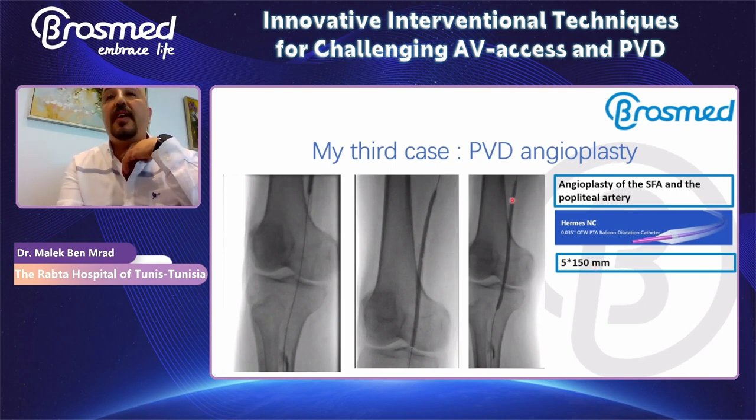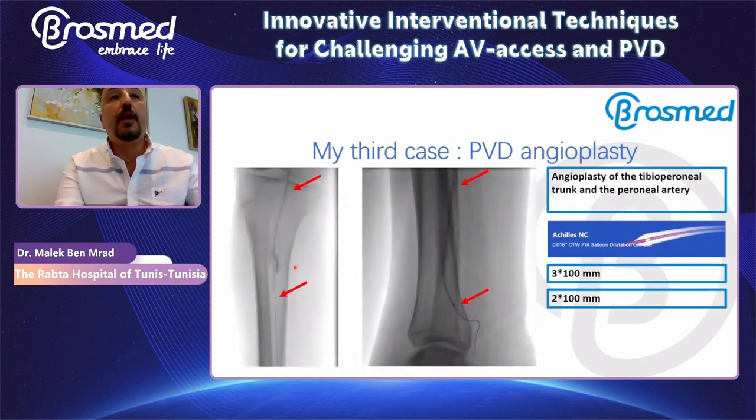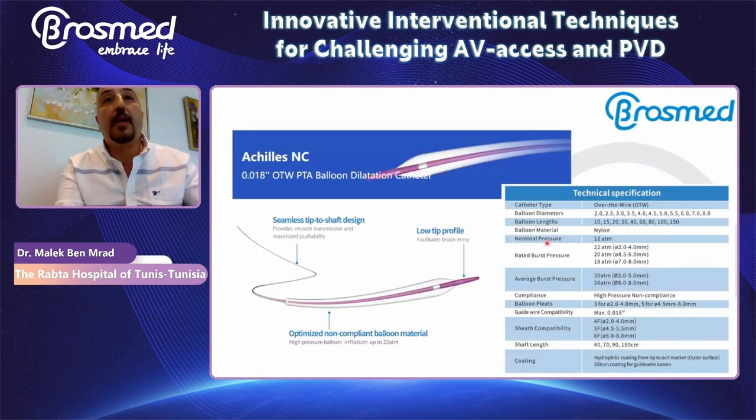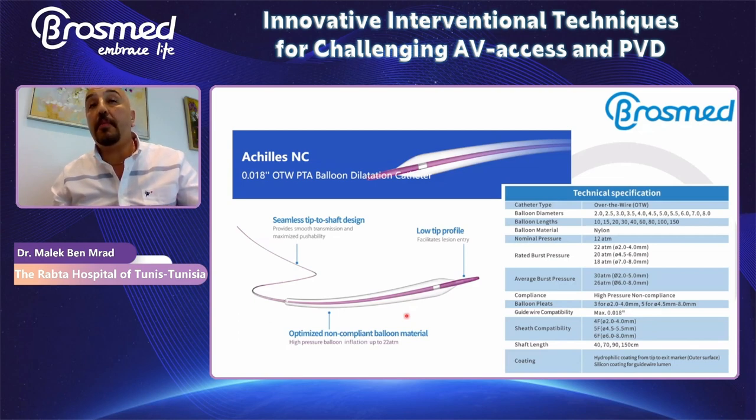And you see here angioplasty of the SFA and popliteal artery. We also used Achille, another low profile balloon from Brosmed. We used it 3 by 100 for the tibioperoneal trunk, and also 2 by 100 for the distal part of the peroneal artery. You see Achille is a low profile, very characteristic balloon with different diameters. We have in Tunisia 2 to 3.5 diameters, and it is also a high pressure balloon, with a rated burst pressure of 18 to 22 depending on diameter. We have used this balloon several times, and it has a very interesting profile, like an extra support balloon.